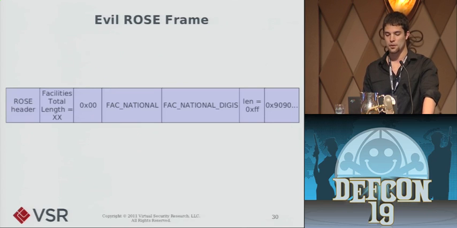You have your header, total facilities length, which didn't actually matter, a null byte. FAC national is the specific type of facility. FAC national digis is the vulnerable facility itself.